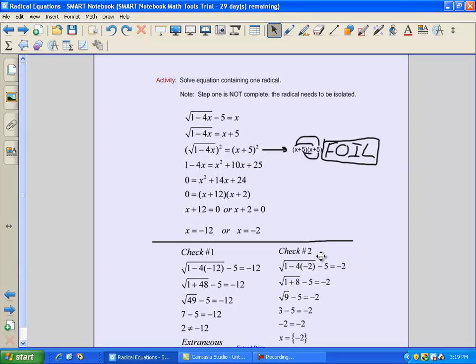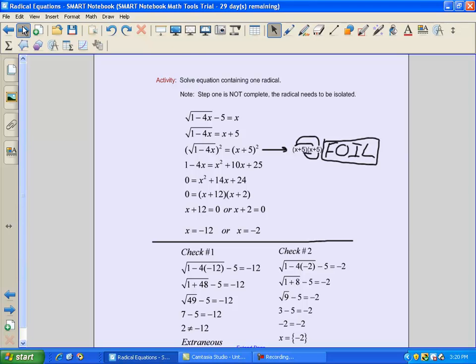If we plug negative 2 in, wherever we see an x, we find out that we get 1 plus 8 is 9, square root of 9 is 3, 3 minus 5 is negative 2, and we end up with a true statement at the end where negative 2 is equal to negative 2. So we can say that out of two possible solutions, we found that one of them works, and the one that does work is x equals a set that contains negative 2. So we can't be in a big hurry back here to circle both of these and say that they both work, as we see that one of them doesn't and the other one does.